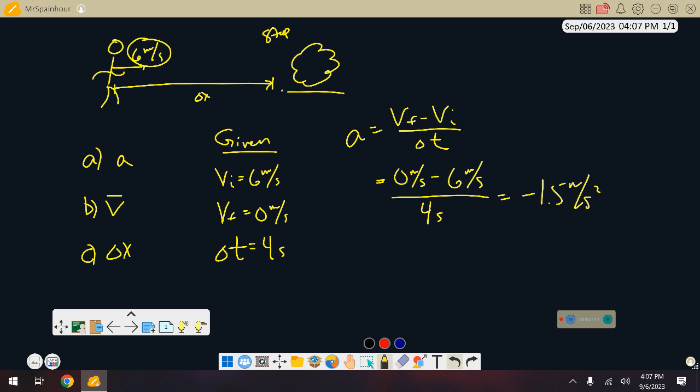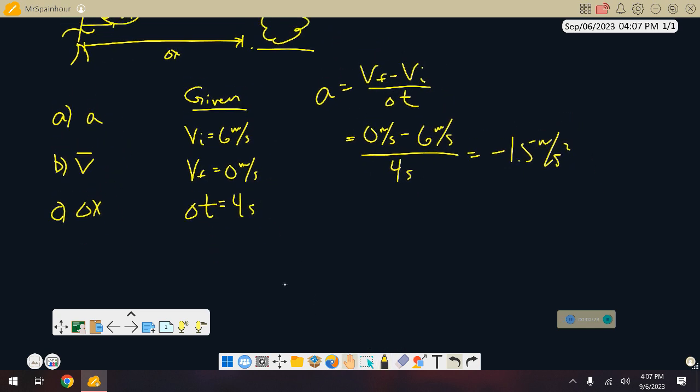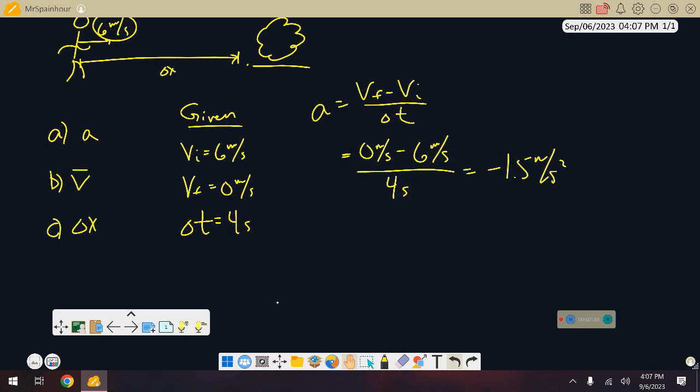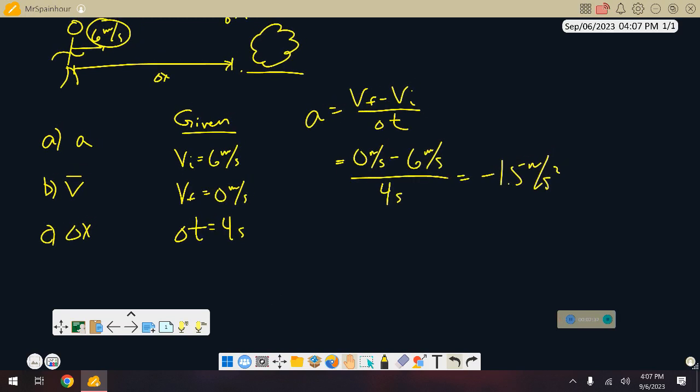Now, the great news is with B, it's very, very easy to do. But you're going to get mad at me because I've told you not to do this in another spot, so I want to make sure I address it. How do you find the average? It's actually very easy. You take the initial, you add the final, and divide by 2, which is 6 meters per second plus 0 meters per second, all over 2. The average is 3 meters per second.